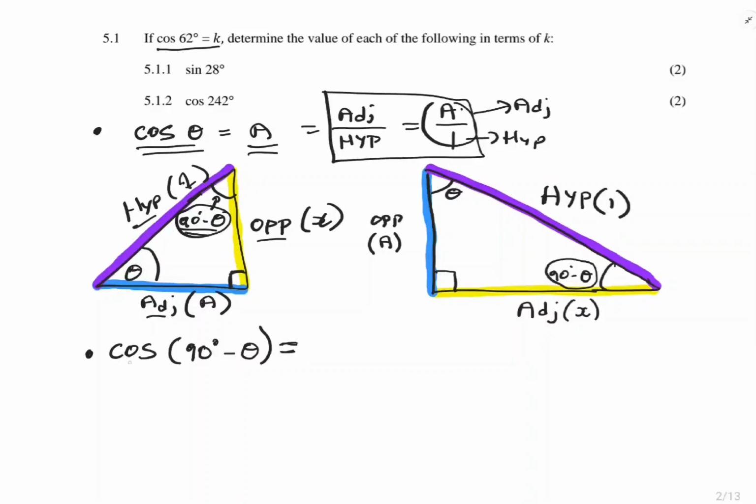If we now want to write cos of 90 degrees minus theta, it's still going to be the same: an adjacent over a hypotenuse. But now when you look at your adjacent, you don't know it. So we can call the adjacent x, and your hypotenuse, you know it's 1. As you can see, the whole thing changed. So cos of 90 minus theta is x, but cos theta is a. That's the whole idea of how we're going to tackle these questions.